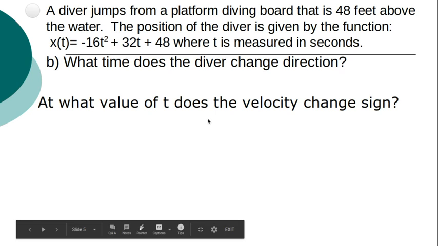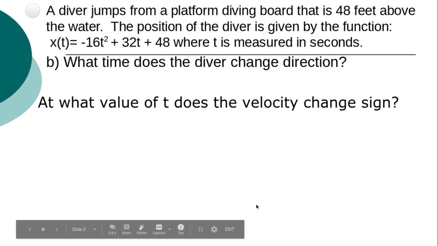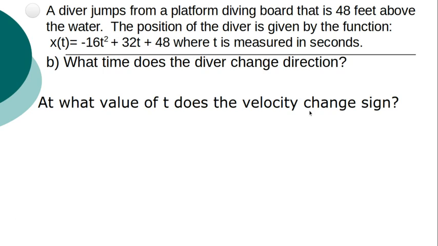In this case, since the diver is jumping up and then down, it will be when the velocity goes from positive to negative, because we're tracking the position from the water. When we jump up, the distance from the water is increasing, so the velocity would be positive. As the diver goes down, the velocity would be negative because the distance from the water is getting smaller. So in order for velocity to change sign, what would it have to equal? To go from positive to negative, it would be a value where it equals 0. So really this is asking, when does the velocity equal 0?